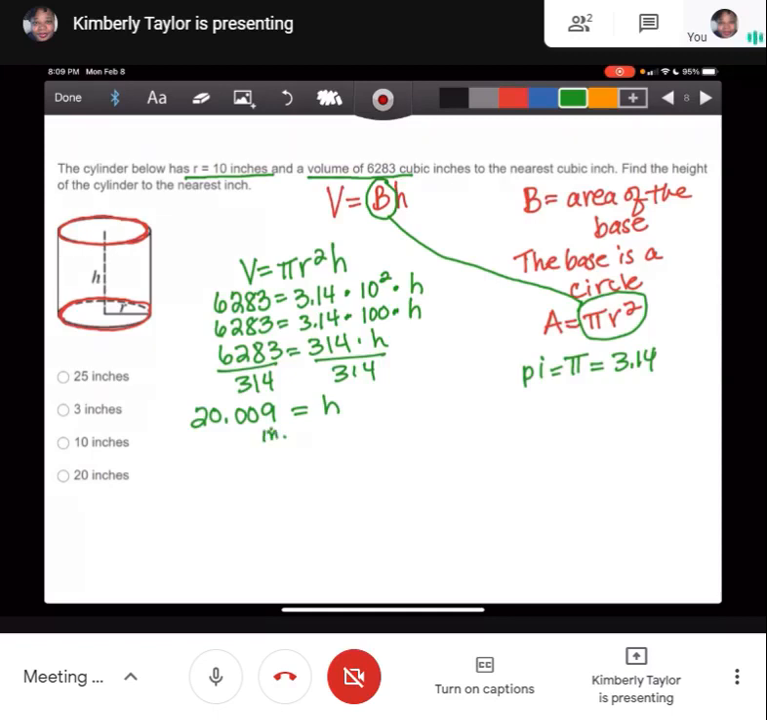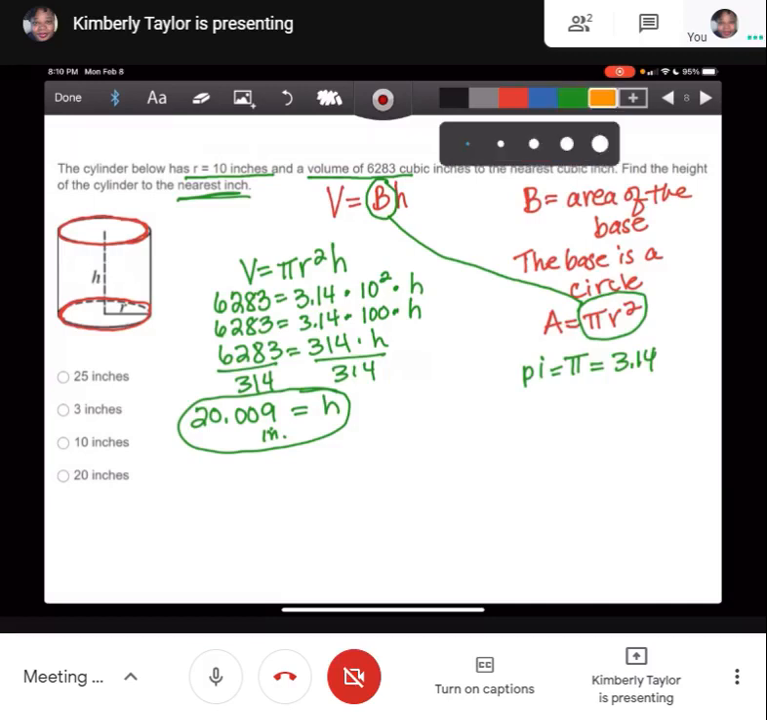Looking at your answer choices, they say round to the nearest inch. That means to the nearest whole number. That means no decimal. So this would be 20 inches. All right, let's keep going.